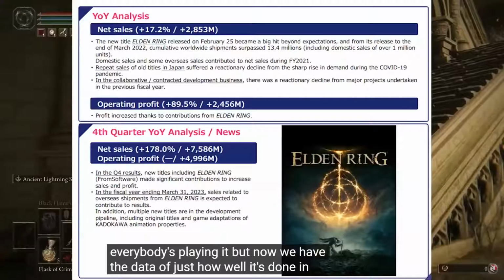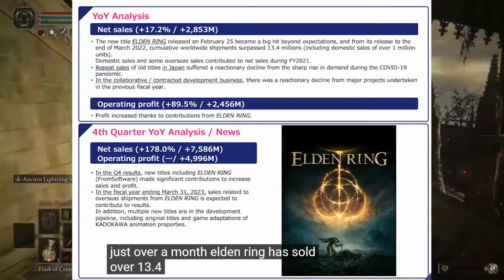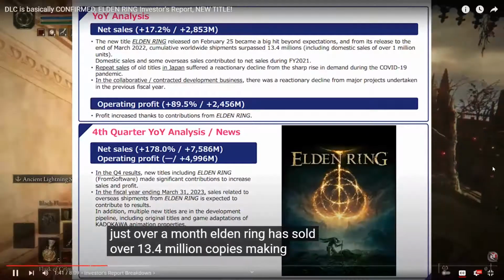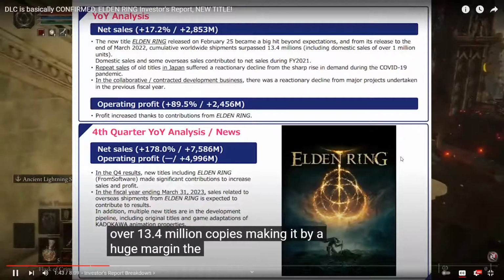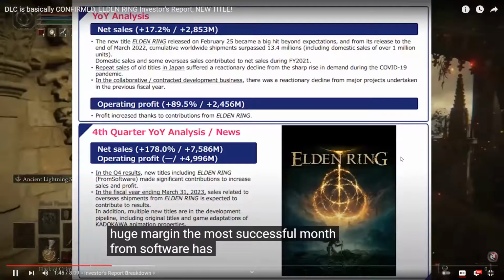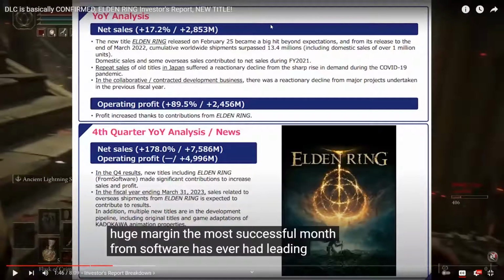In just over a month, Elden Ring has sold over 13.4 million copies, making it by a huge margin the most successful month From Software has ever had. So all right, let us pause it right there. So I think I said Bandai Namco earlier, no? So yeah, my bad. This is Kadokawa, the parent company of the gaming company named From Software.